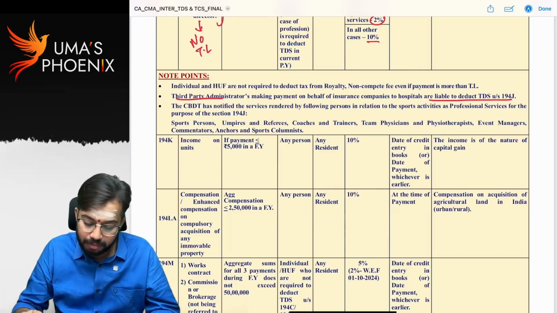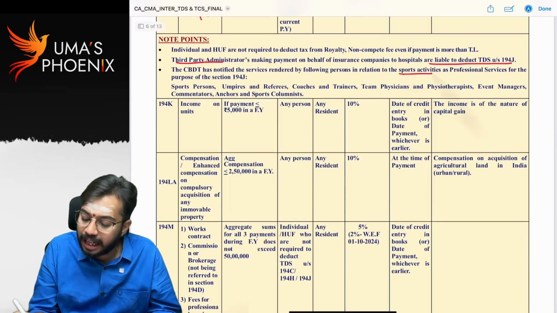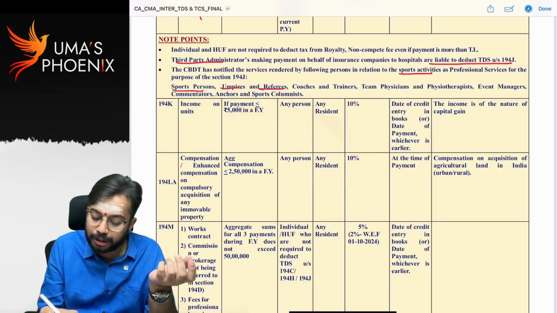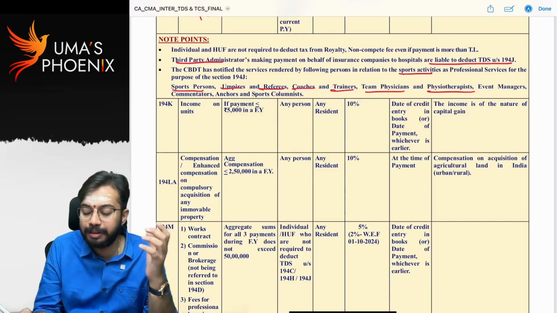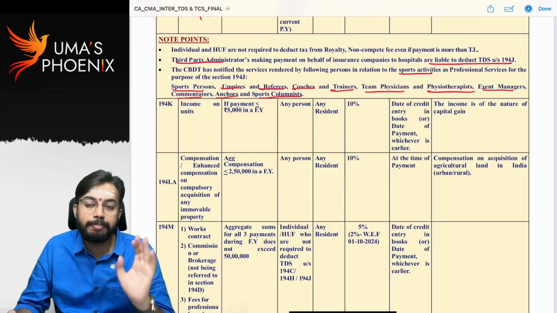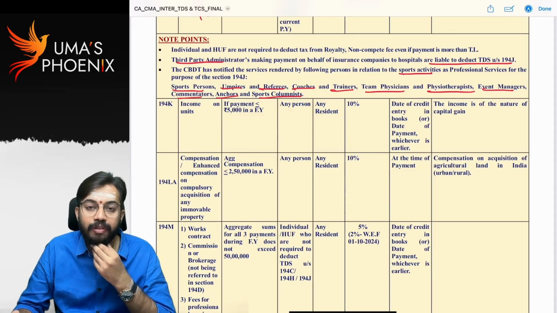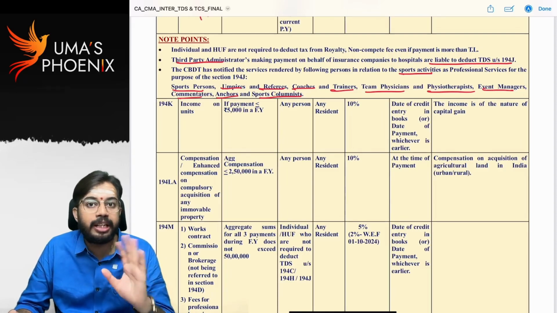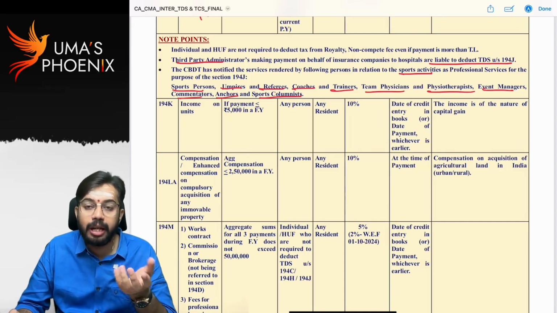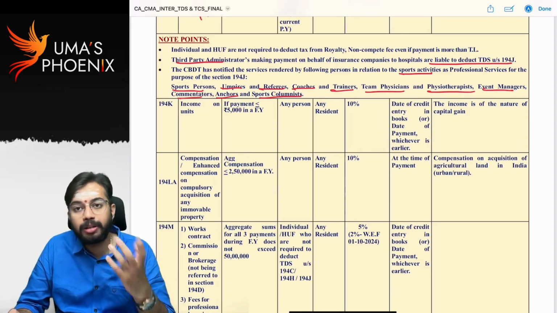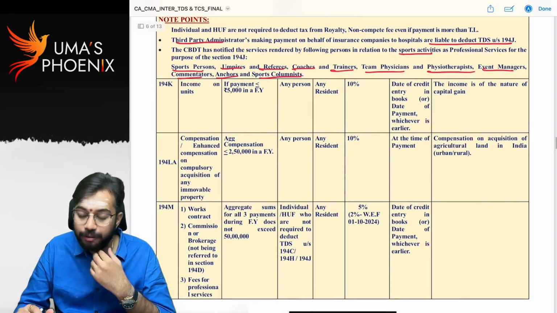Is it clear? Next, whenever in sports activities professional fees is paid to sports persons, umpires, referees, coaches, trainers, team physicians, physiotherapists, and also event managers, commentators, anchors, sports columnists, for all these people also TDS is required to be deducted under section 194J. Yesterday, whatever cricket match was happening, professional fees is paid to each player. On that professional fees, TDS is required to be deducted under section 194J. Professional fees will be paid to umpires, and to commentators and anchors. For them also TDS is required to be deducted under section 194J. Is it clear?